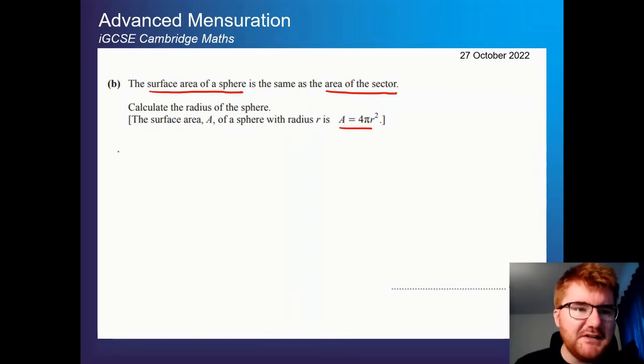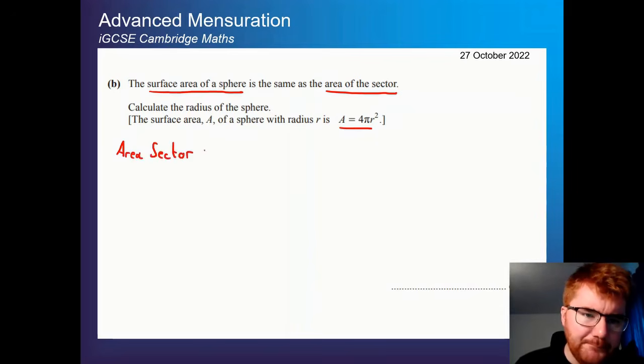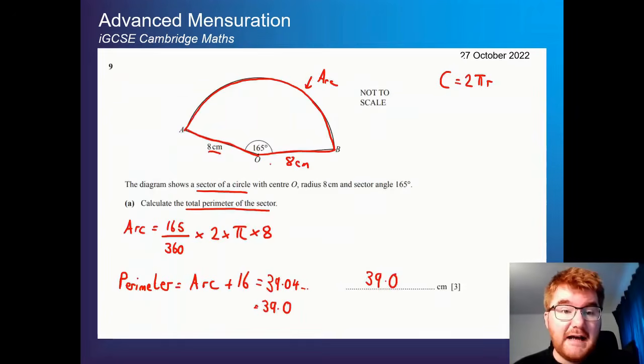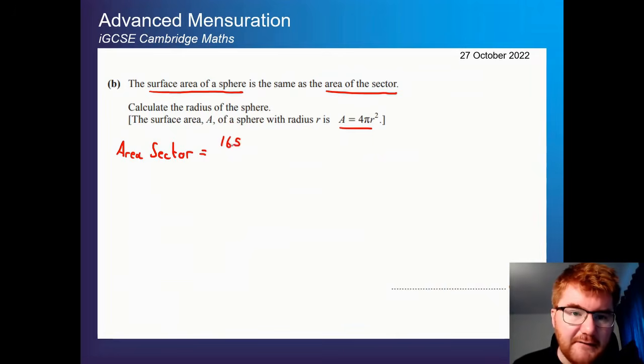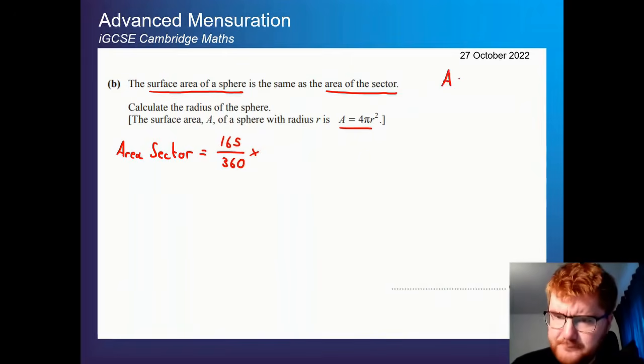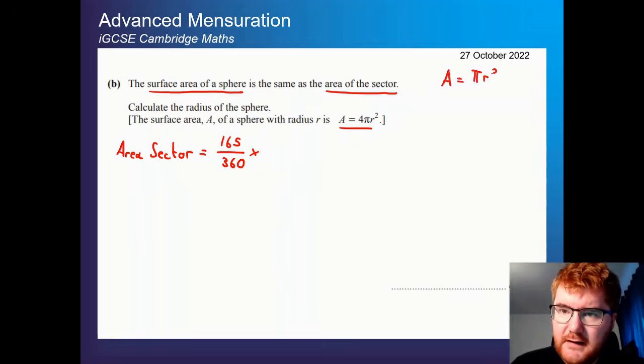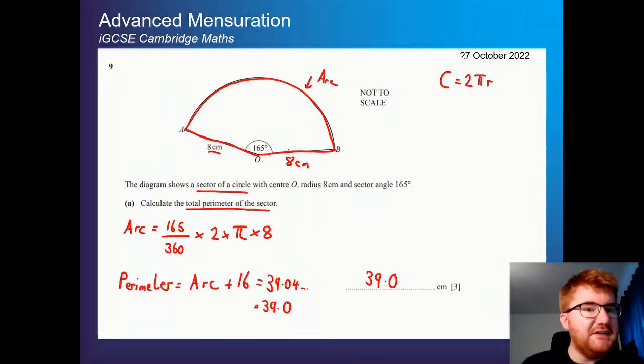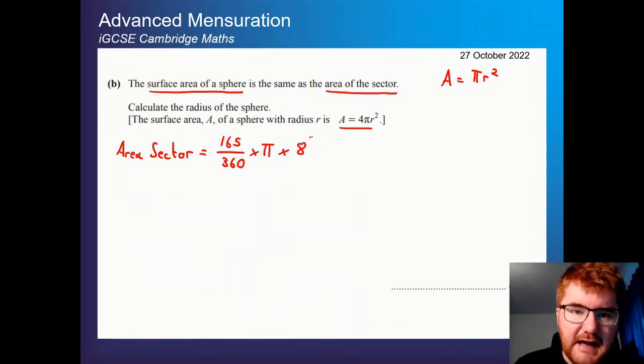Before we really get started, we want to work out the formula for the area of a sector. Now the area of a sector works in a very similar way to the arc. So we take our angle, so we have 165 over 360, but this time we're going to times by the area of the circle formula, and that's equal to pi r squared. So in this case, it's going to be pi times, now our radius here is 8, so that's going to be 8 squared. And we're told that these two things are the same.